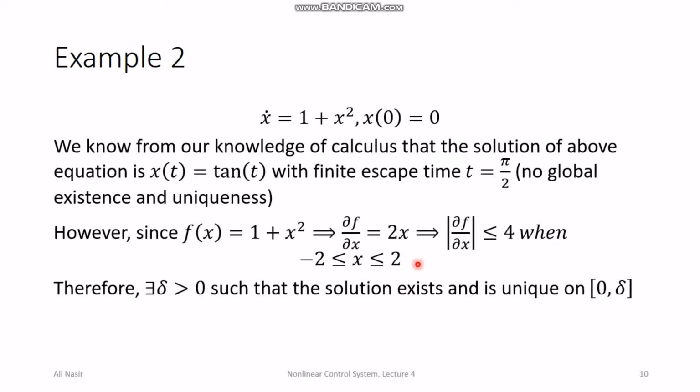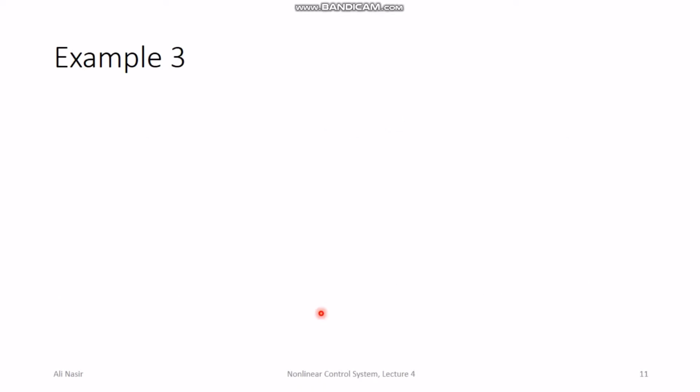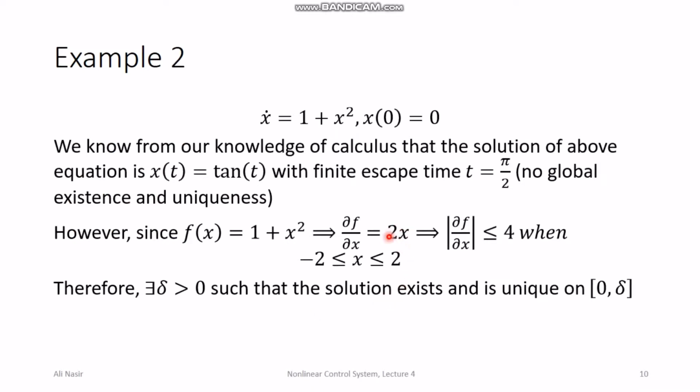So gamma is 2 here. So you can see here that locally the solution will exist, but globally, if you don't restrict this x, then there will be no restriction on this. So global existence and uniqueness is not guaranteed here, because the bound on the slope is dependent upon the bound on x, whereas in the previous example the induced norm of A was independent of x. So here local existence is proven by the local existence and uniqueness theorem.